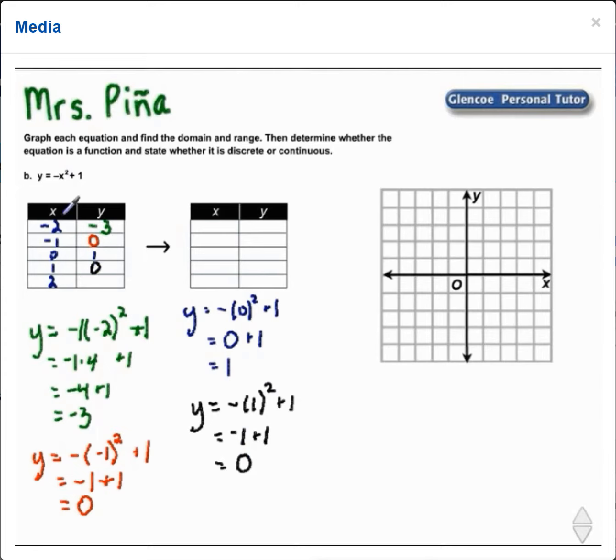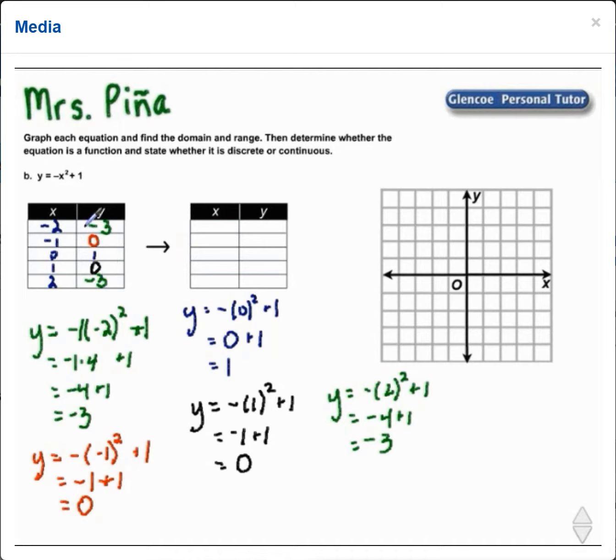And the final value I'm going to put in is 2. Go through the same thing that I did for the other problems. Y equals, recopy the negative from the problem, 2 in parentheses squared plus 1. 2 squared means 2 times 2 are 4. The opposite of that is -4, plus 1. -4 plus 1 is -3. If I put 2 in for x, -3 comes out for y.